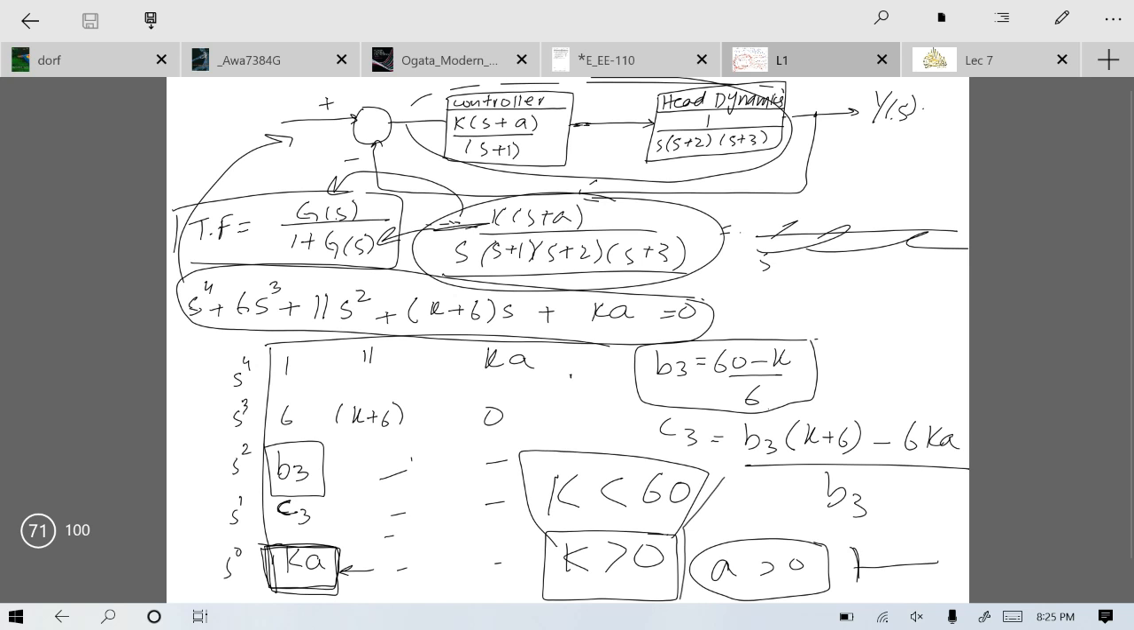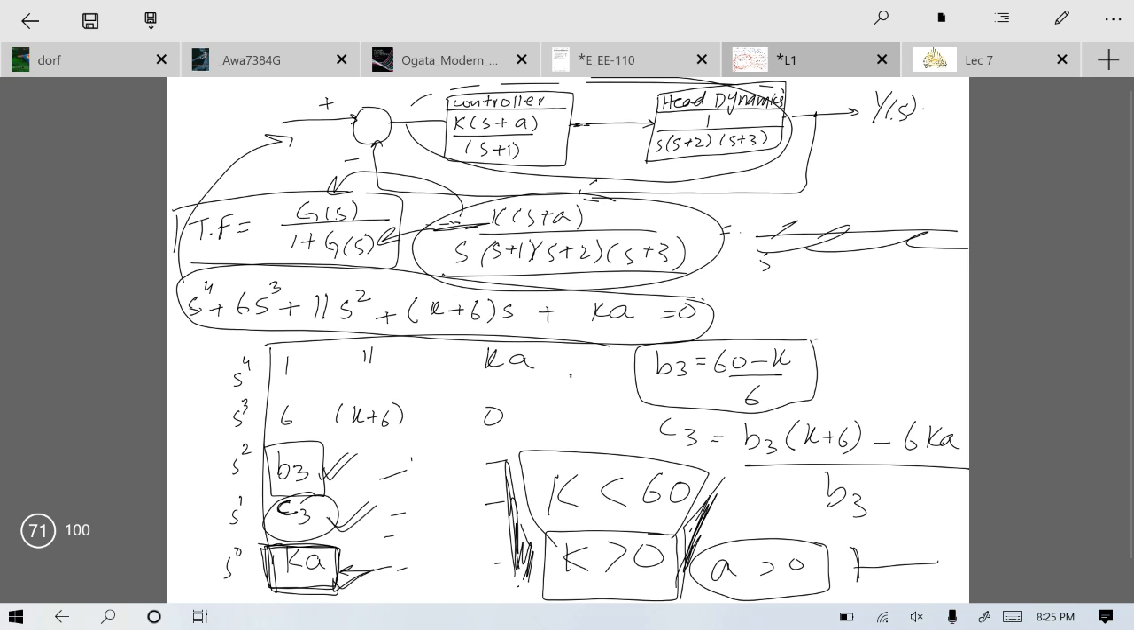How have I found these ranges? With the help of information from the Routh criteria. Routh says that you cannot make any sign change in this first column if you want to have a stable system. As the first two terms are positive, I have to take this term also positive and this term also positive, so that I don't have any sign change. Now what about this term? Obviously this term should be positive as well. So from this I have found the lower range of k and a, and from this I have found the upper range of k, that k should be less than 60 and greater than 0.